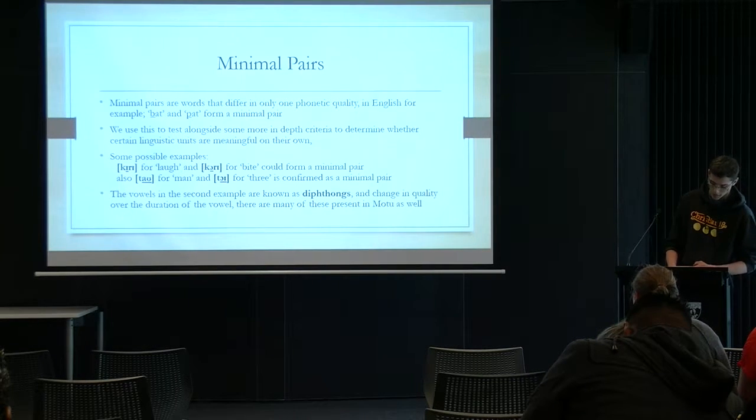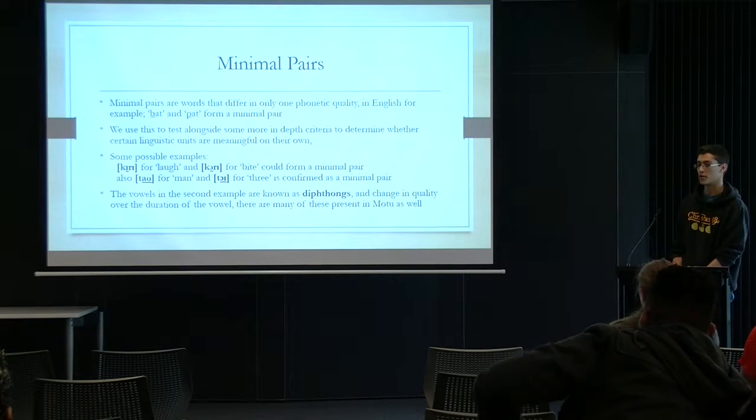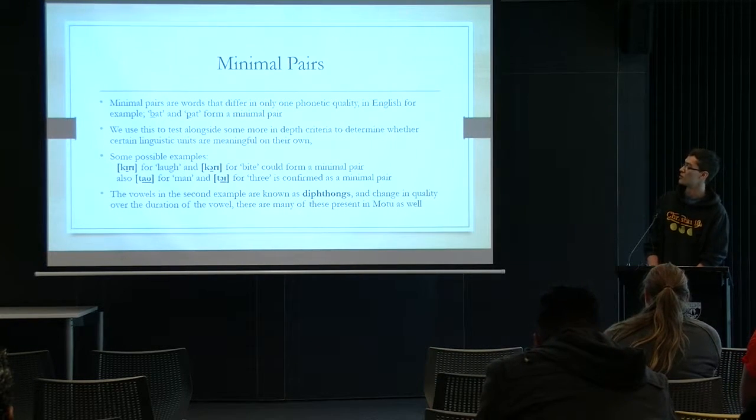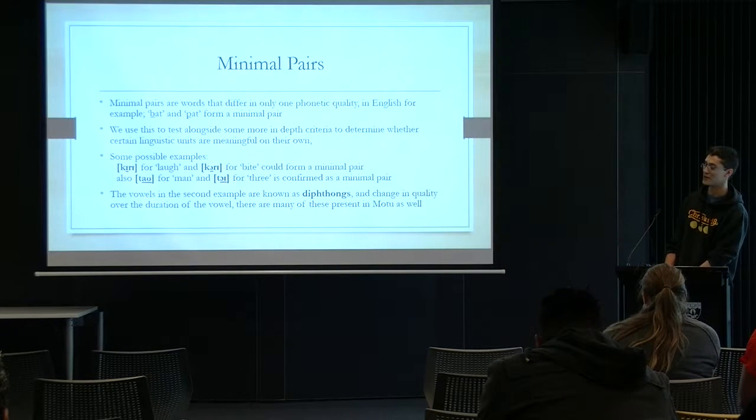So what are minimal pairs? Minimal pairs are words that differ in only one phonetic quality. So in English, an example would be bat and pat, which form a minimal pair because just the first letter changes. We use minimal pairs, alongside other in-depth criteria, to determine whether linguistic units are meaningful on their own, and whether they form their own phonemes.